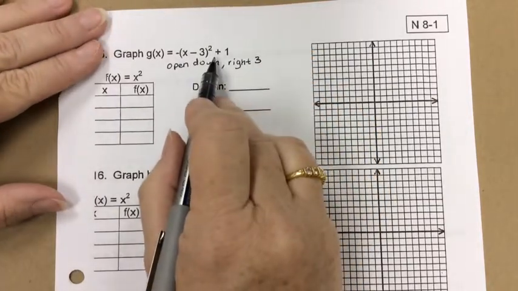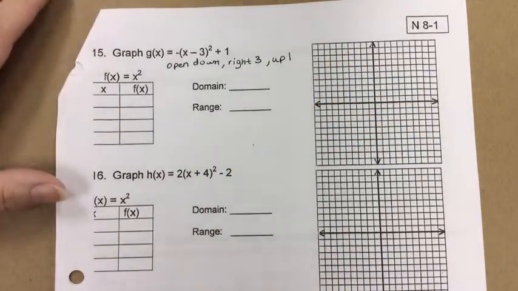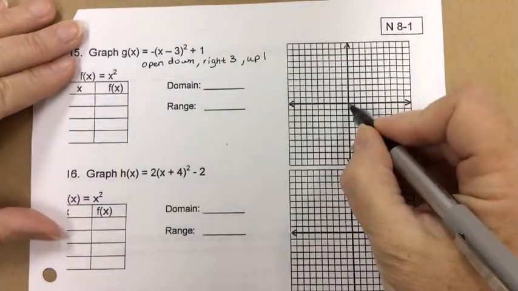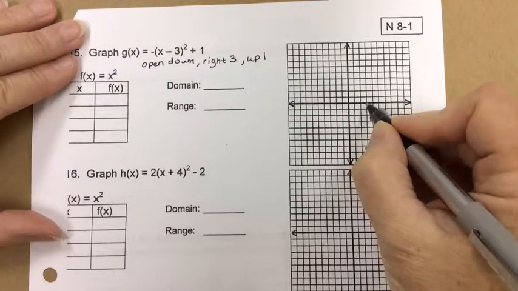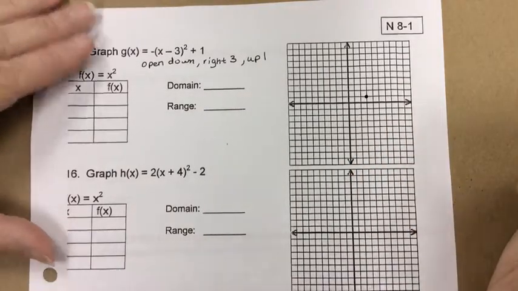And then if I tag a plus 1 on the end, it's going to go up 1. So I'm going to take my vertex, which was at 0, 0, and I'm going to move it right 3 places. And I'm going to move it up 1, and I'm going to put my vertex right there.